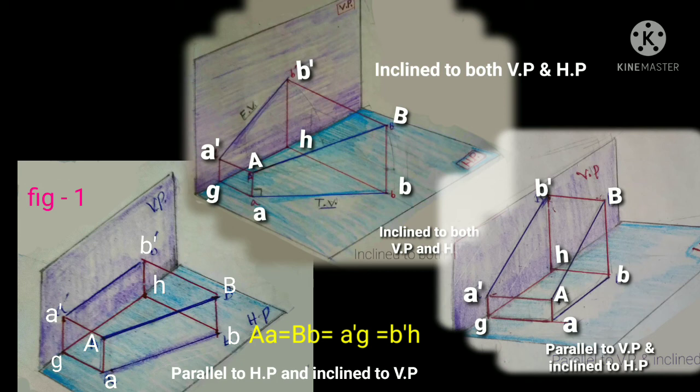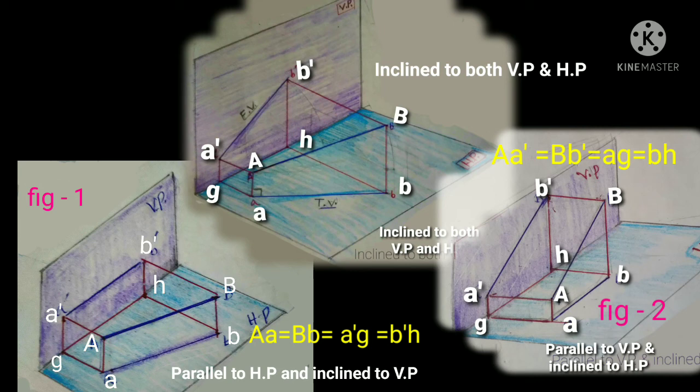And figure 2, where the line is parallel to VP and inclined to HP, shows that the perpendicular projection lines with VP are equal. So capital A dash, capital B dash, small ag, small bh are at equal distance.